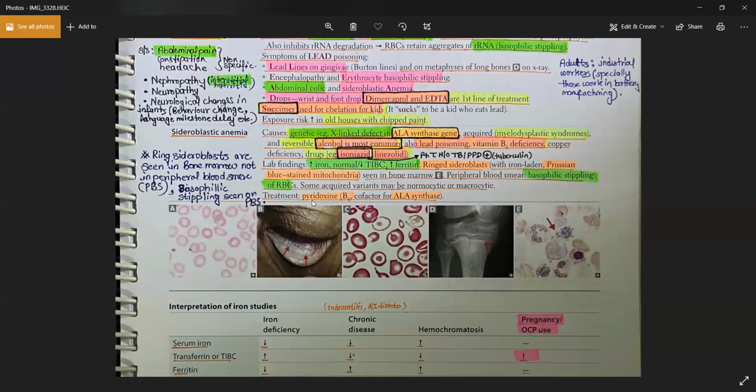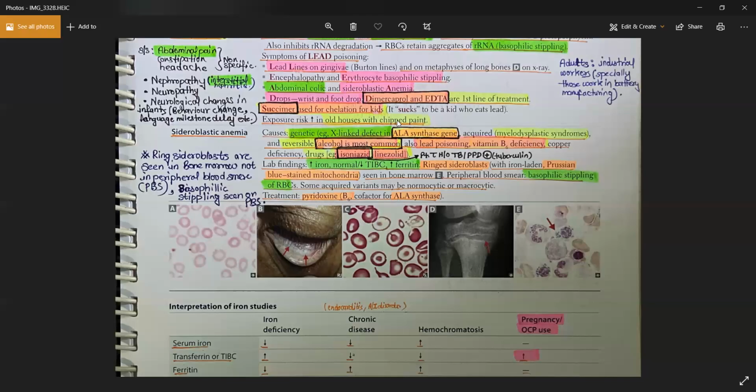The treatment includes giving the patient vitamin B6, which is a cofactor for ALA synthetase. So on the PBS, you will have hypochromic microcytic anemia as well as basophilic stippling. On the bone marrow examination, you will have ring sideroblasts for the sideroblastic anemia, and it is because of the inhibition of ALA synthetase. Is that okay?